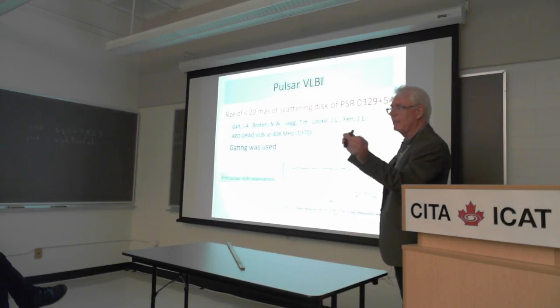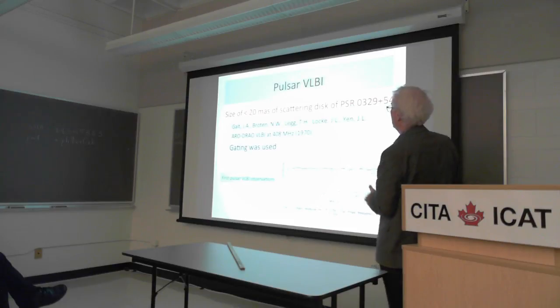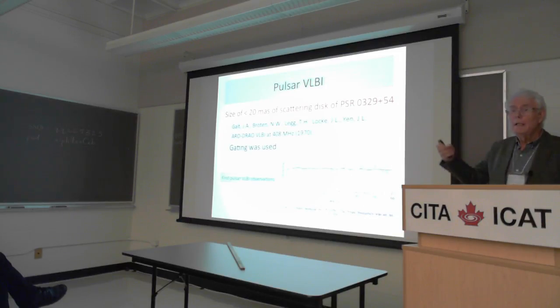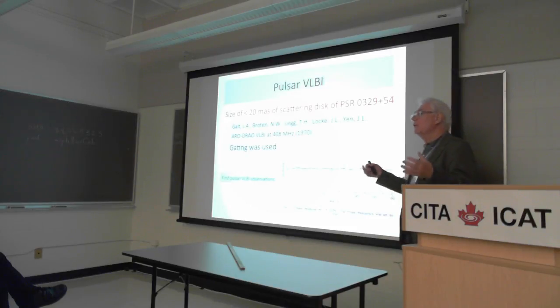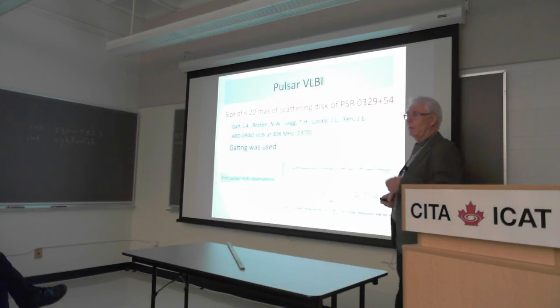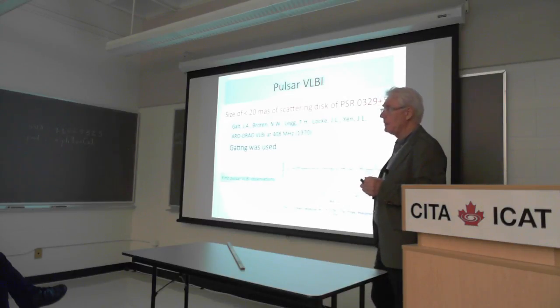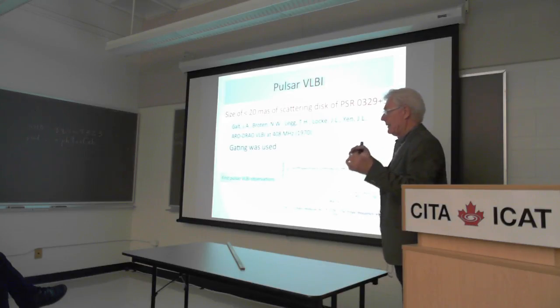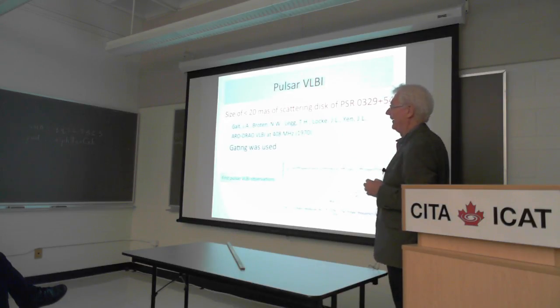Okay, so pulsar VLBI. All right, that's another combination. Pulsar scintillation, pulsar VLBI: size smaller than 20 milliarcseconds, the scattering disk of pulsar O329. That was also done with the Canadian VLBI baseline. The ARO was then used for some time. We used it for Gravity Probe astrometry service, and we also used it for supernovae for about 15 years. And now Yuli's group is picking it up and doing pulsar scintillometry with VLBI.